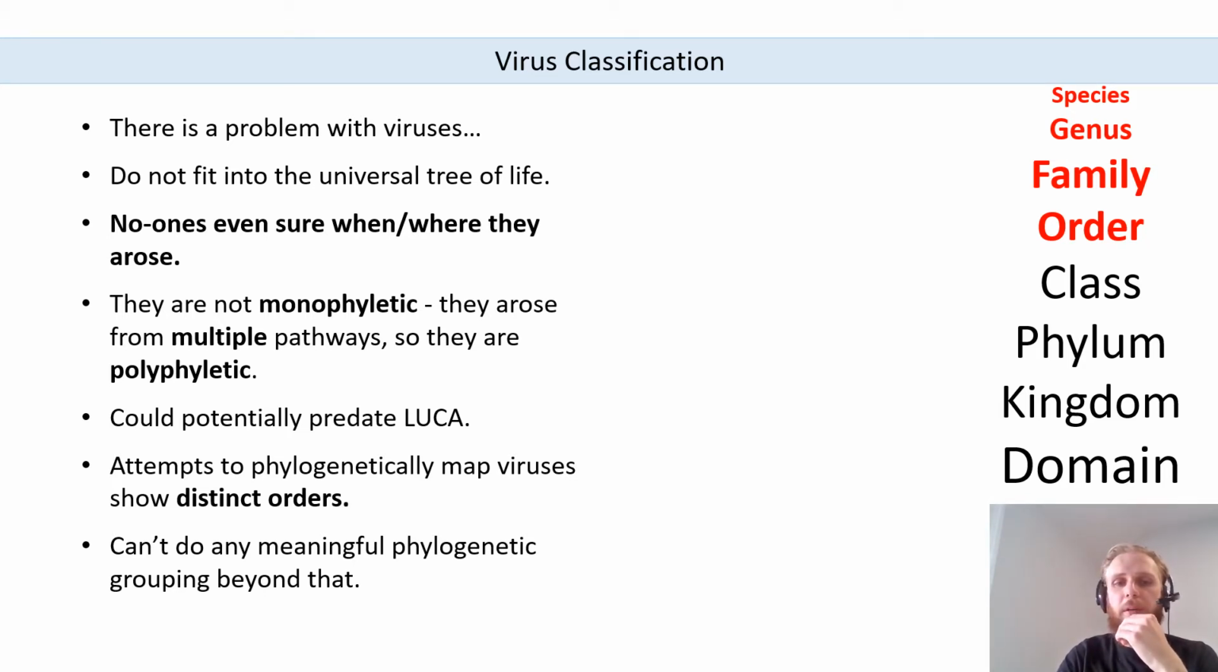And again, the best we can really do is group them into a number of different orders. So we can't put viruses into classes or phyla or kingdoms or domains. It doesn't work. We can just put some of the viruses into these different groups, into these classifications, but we don't know how these classifications relate to each other. We don't know where most viruses that are sitting outside of these orders fit either.